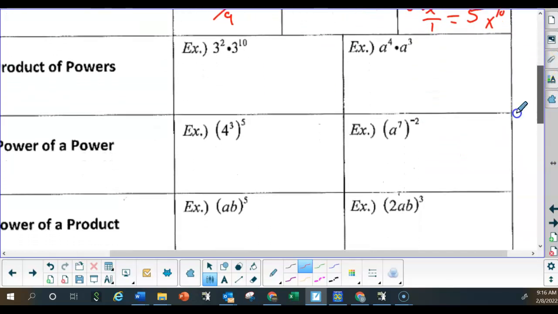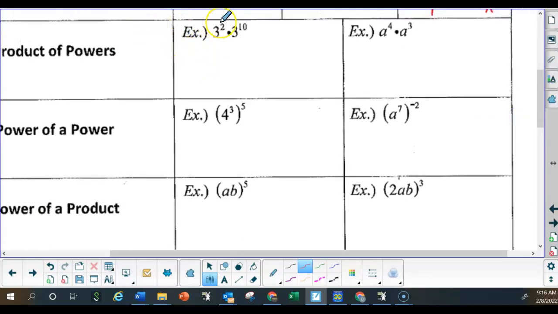Product of powers. So if we have product of powers, we're going to add these two together. So we're multiplying the powers, but we're going to add the exponents. So this is going to be 3 to the 12th power, because 2 plus 10 is 12. Also works with variables, a to the 7th power.